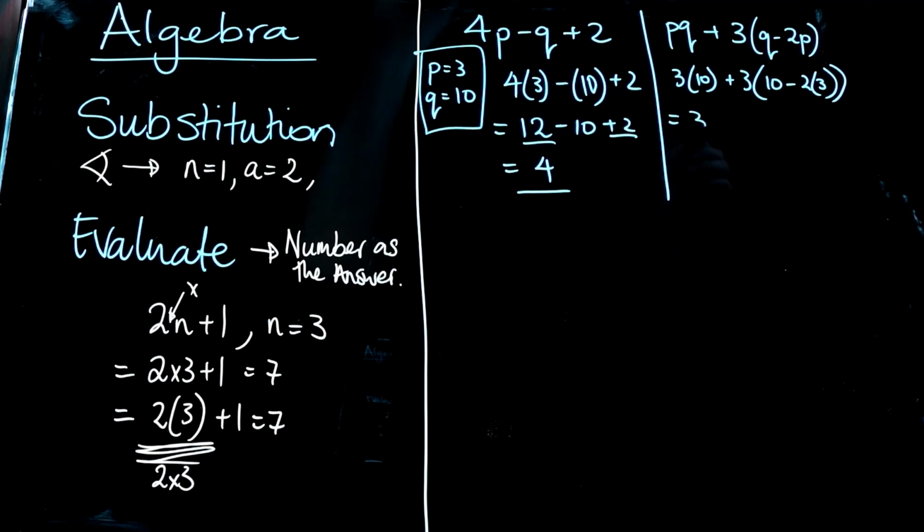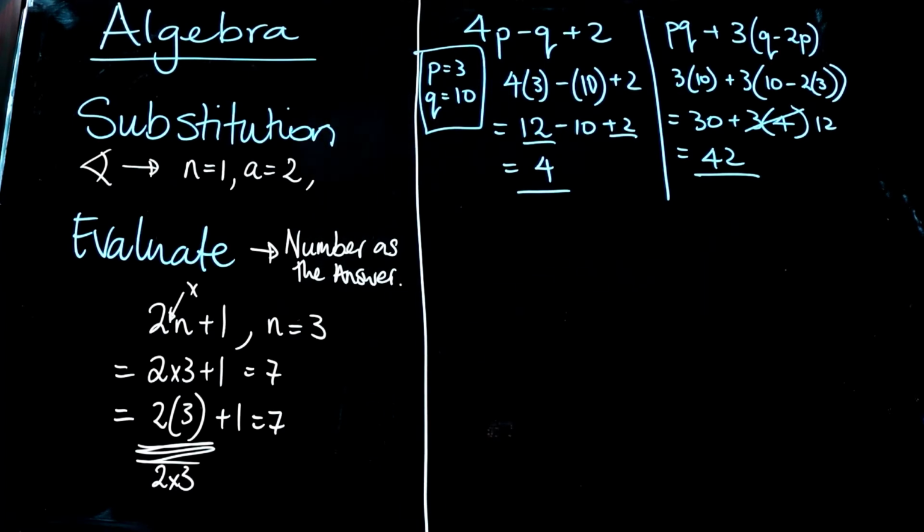So 3 times 10 is 30 plus 3 lots of, I'm going to do the work inside the brackets here. 2 times 3 is 6, 10 minus 6, sorry, is 4. And that is the same thing as 3 times 4 is 12. I'm just going to put a line through that and write 12 plus 30 plus 12, we're at 42. Okay, so just be really careful there. I've got one more example I want to work with you here.